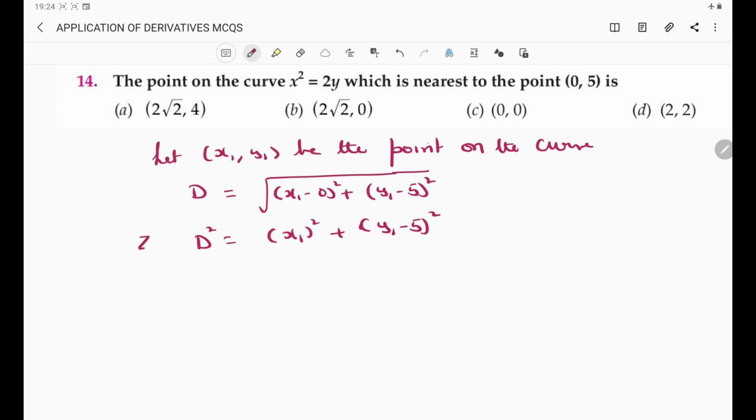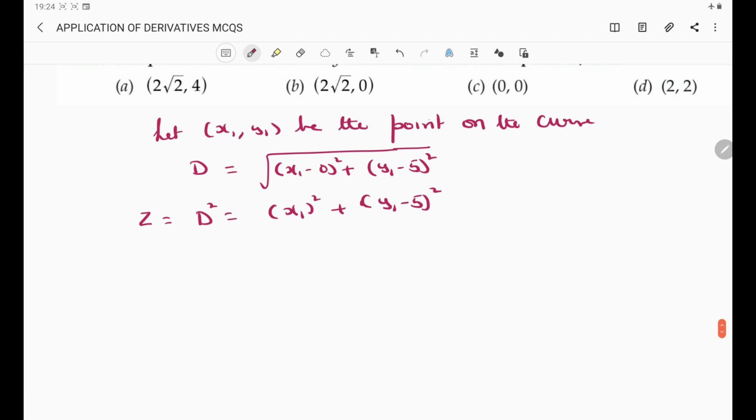So we can square the objective and now we can maximize or minimize this function, and whatever critical point gives you the maximum or minimum value will give the same result for d also.